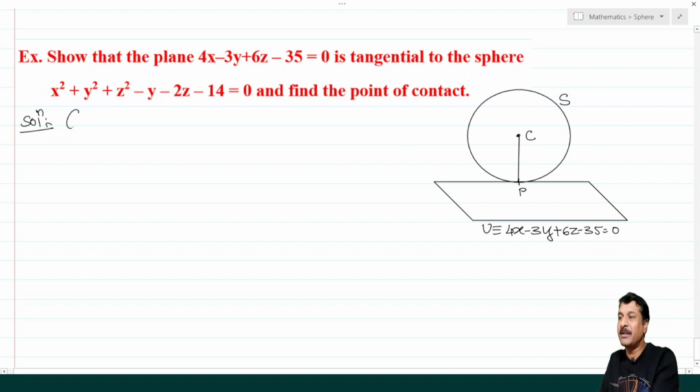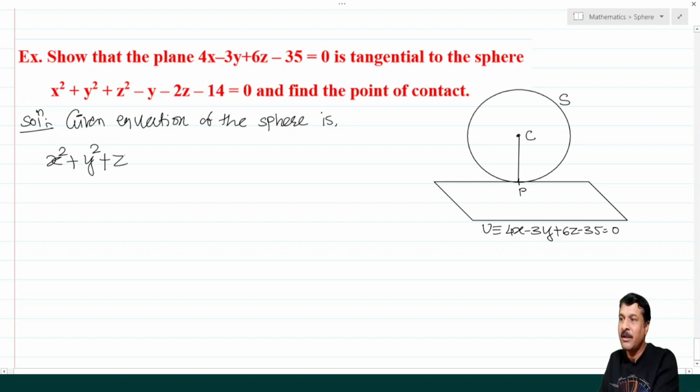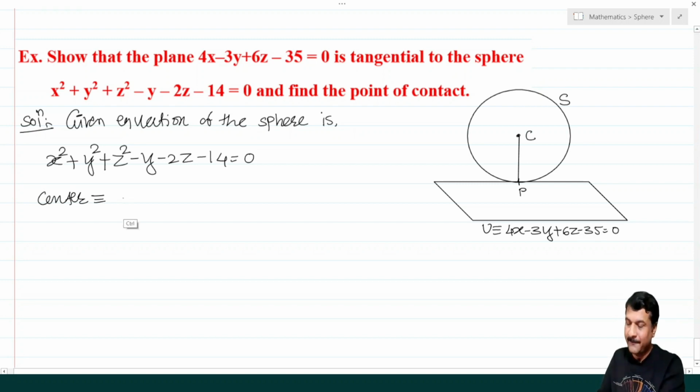So the given sphere is x square plus y square plus z square minus y minus 2z minus 14 equal to 0. Once we get the equation of the sphere, you always find the center and radius of that sphere. So what is the center of the sphere? I take the coefficients of x, y, z divided by minus 2. It is 0, 1 by 2 and 1.